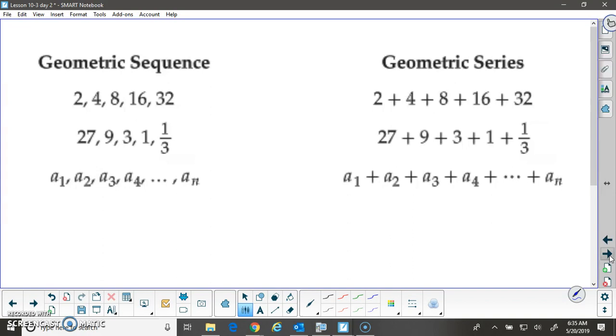So you can see on the left-hand side we have a couple of geometric sequences, and on the right-hand side we've got a couple of geometric series. The difference between a sequence and a series is simply your list of numbers separated by commas versus addition. And then at the very bottom you can see we've got our subscripts. We got A1, which represents your first term, A2, A3, A4. AN represents your nth term.